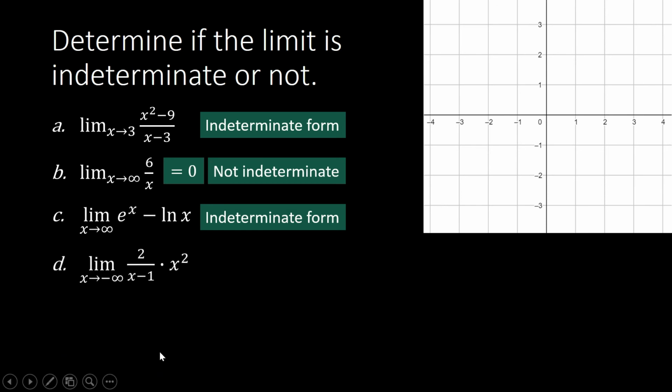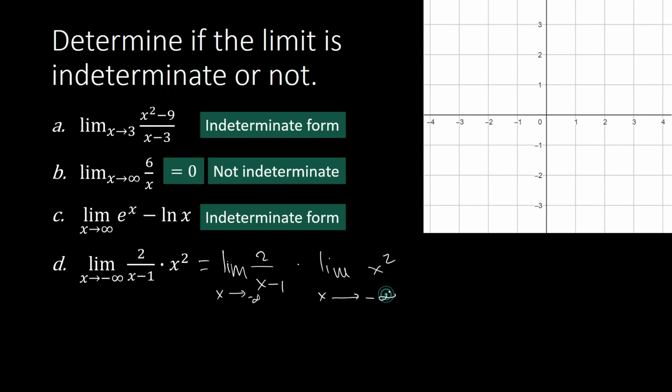How about this one? What is the limit of 2 divided by x minus 1 times x squared as x approaches negative infinity? So this is a product of functions. And so we can apply a theorem for this. We have a theorem for this. So what we do is we just apply the theorem on the product of functions. We will get the limit of 2 over x minus 1 as x approaches negative infinity, and then we will multiply it to the limit of x squared as x approaches negative infinity.